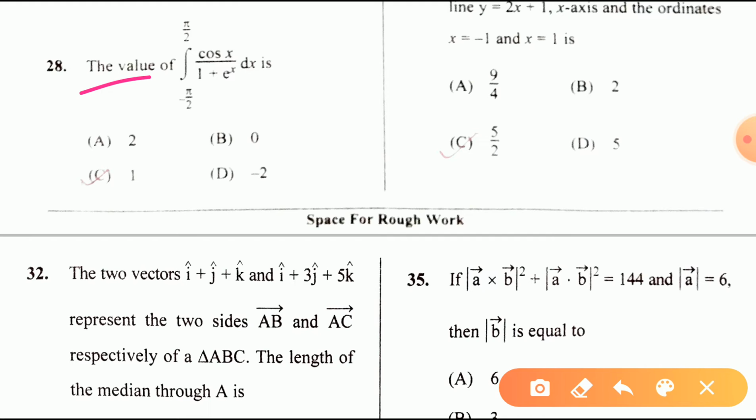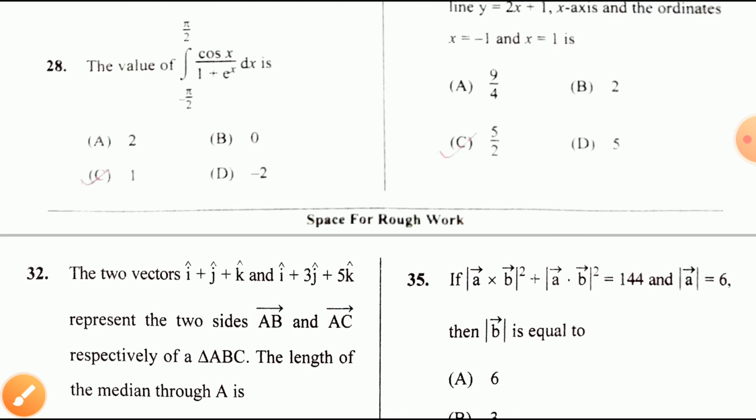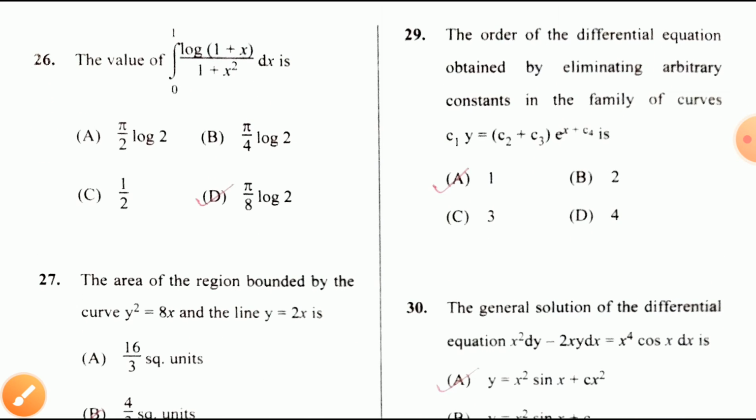The value of the integral of cos x divided by 1 plus e raised to x into dx between the limits minus 5 by 2 to plus 5 by 2 is C, that is 1. Next, move on to question number 29.